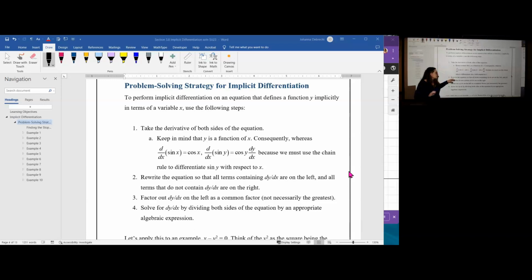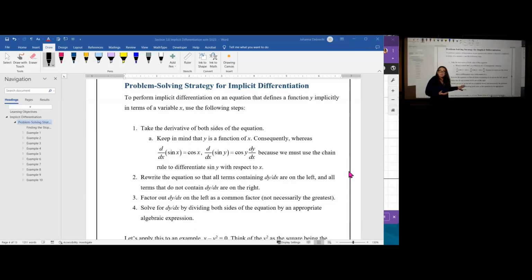In the next step, we're going to rewrite the equation so that any term, something plus or minus something else, on either side of the equation, all the terms that contain dy/dx are on the left side of the equation, and all the other terms that do not have dy/dx as a factor are moved to the right side of the equation. We're trying to find dy/dx.